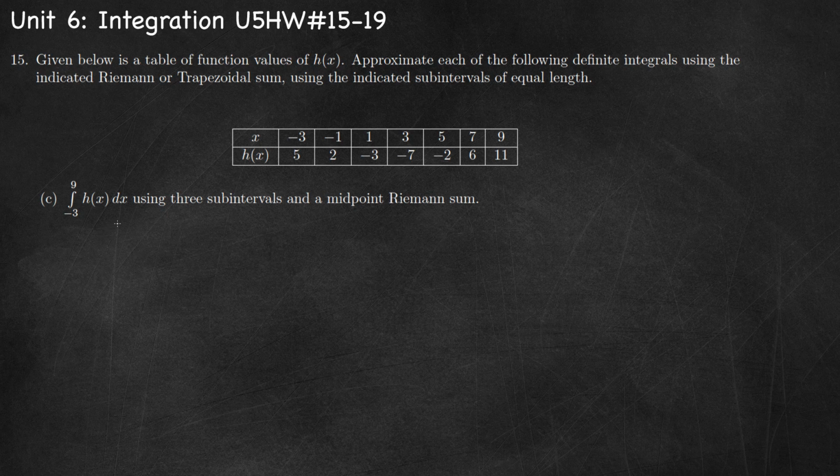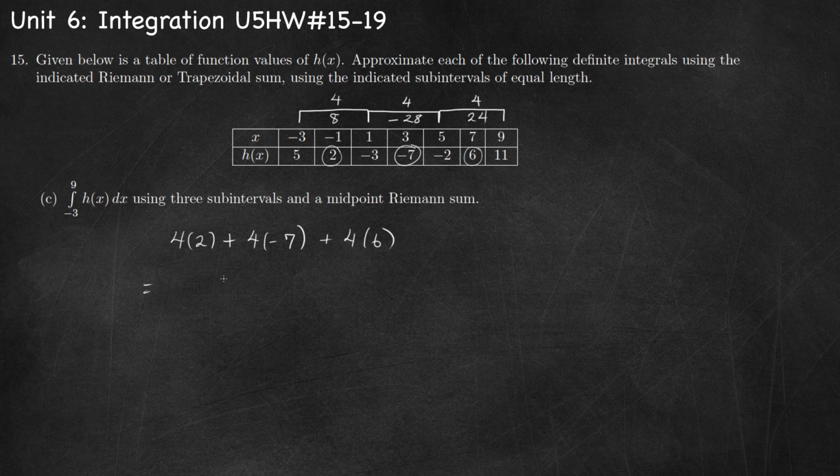Part C, we're going to approximate the integral from -3 to 9 using three subintervals and a midpoint Riemann sum. So we'll go from -3 to 1, from 1 to 5, and from 5 to 9. So this is a similar setup as our last problem, so I know these widths are each 4. But this time the height of the rectangle is determined by the midpoint. So the 2, the -7, and the 6. So the first rectangle has an area of 8. That's 4 times 2. And then the second rectangle, 4 times -7 is -28. And the third rectangle, 4 times 6 is 24.